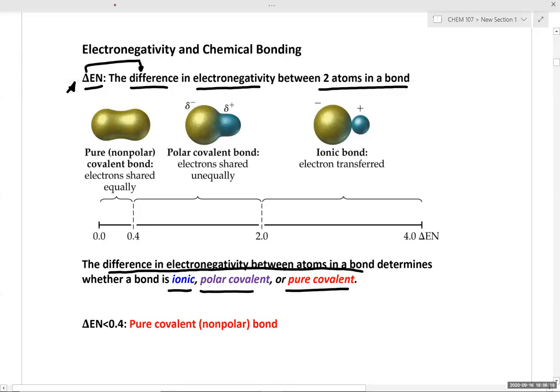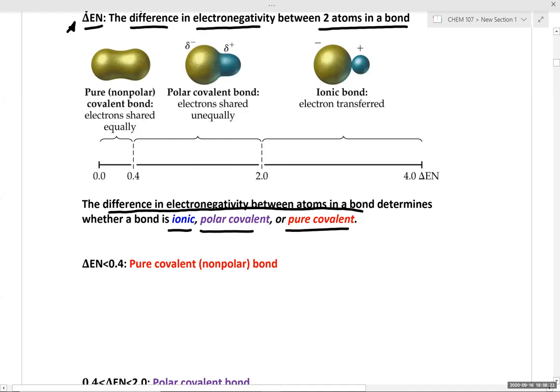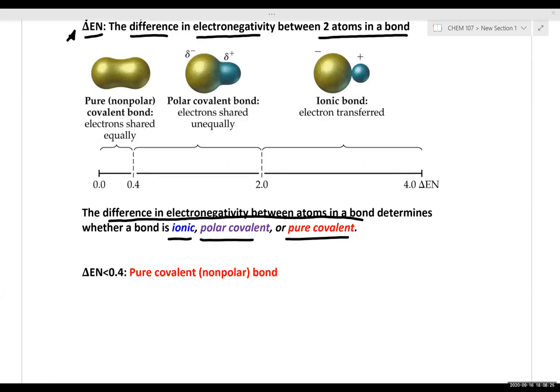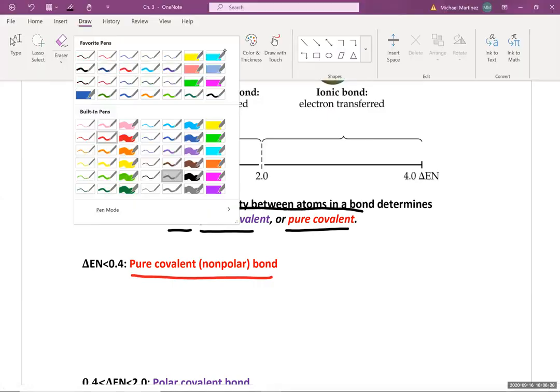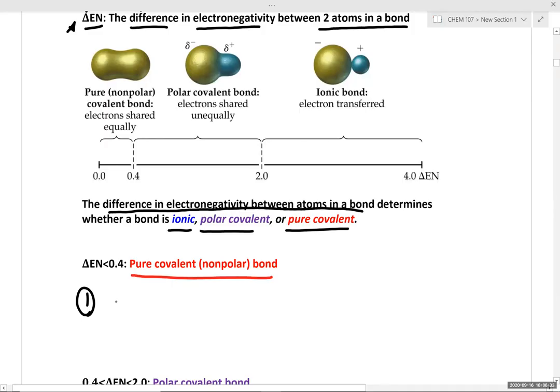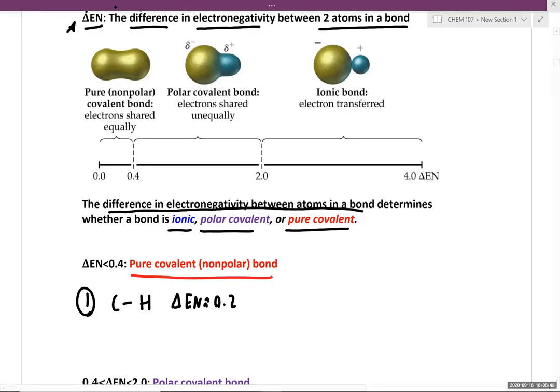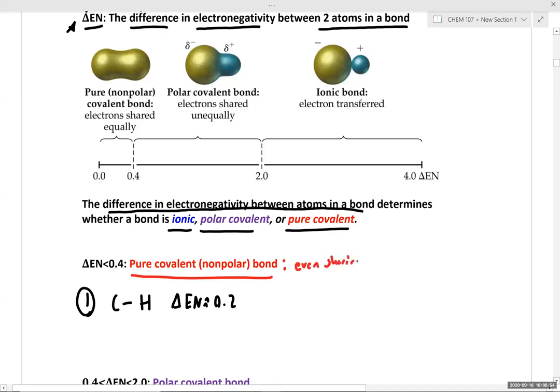If the difference in electronegativity is small, less than 0.4, we have a pure covalent bond. This primarily occurs in two cases. The first case is if you have a carbon-hydrogen bond where your difference in electronegativity is around 0.2. What this pure covalent bond is trying to show is that a pure covalent bond has an even sharing of electrons.